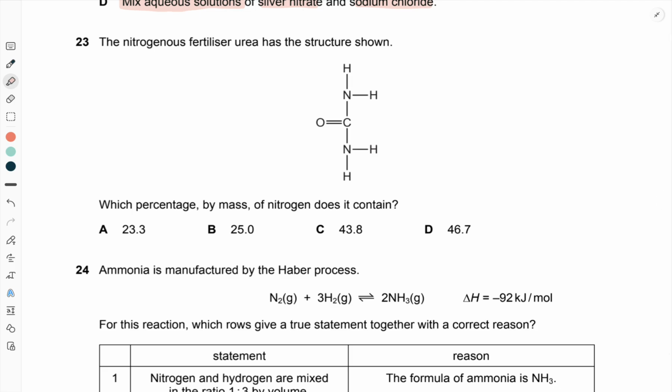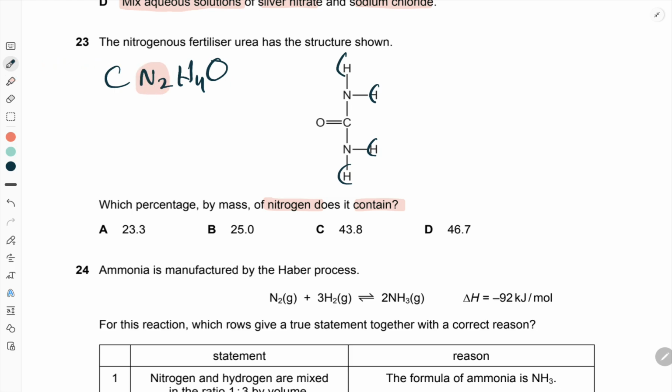23rd, the nitrogenous fertilizer urea has this structure. What percentage by mass of nitrogen does it contain? So we want to calculate the percentage of nitrogen. First, let's write the molecular formula. You have 1 carbon, 2 nitrogens, 4 hydrogens, H4, and 1 oxygen, right? We want to find the percentage of nitrogen.